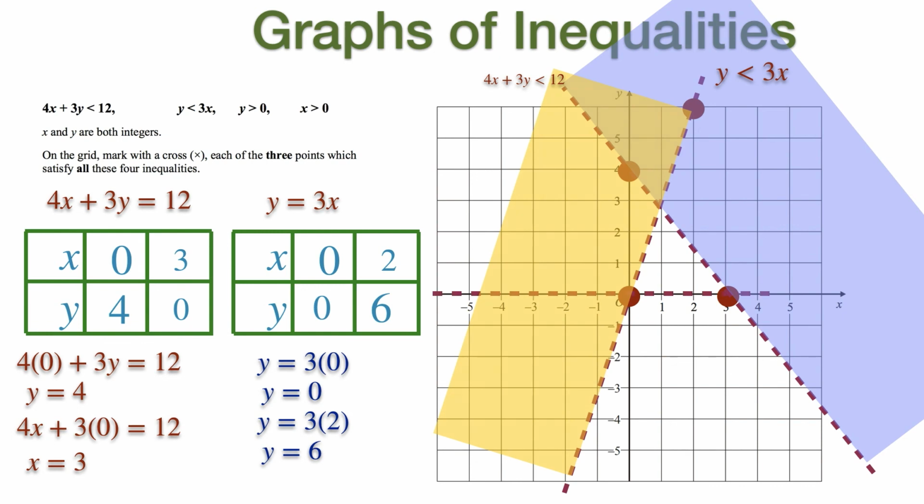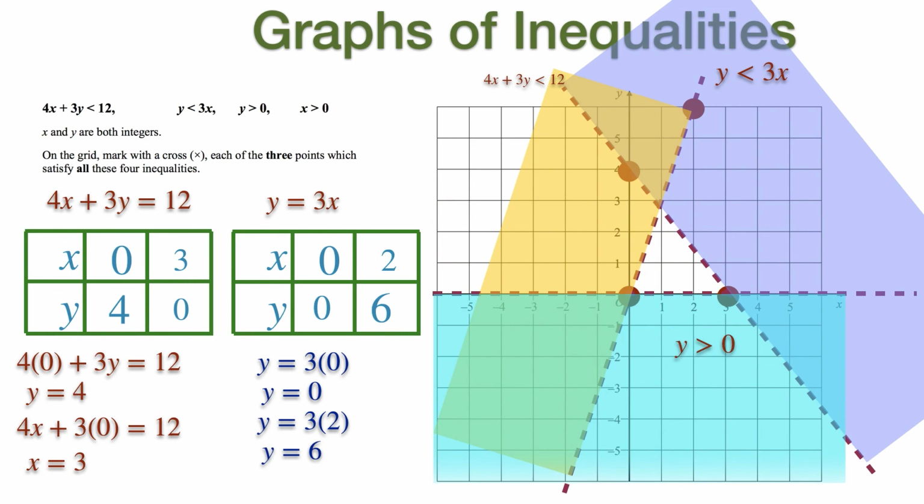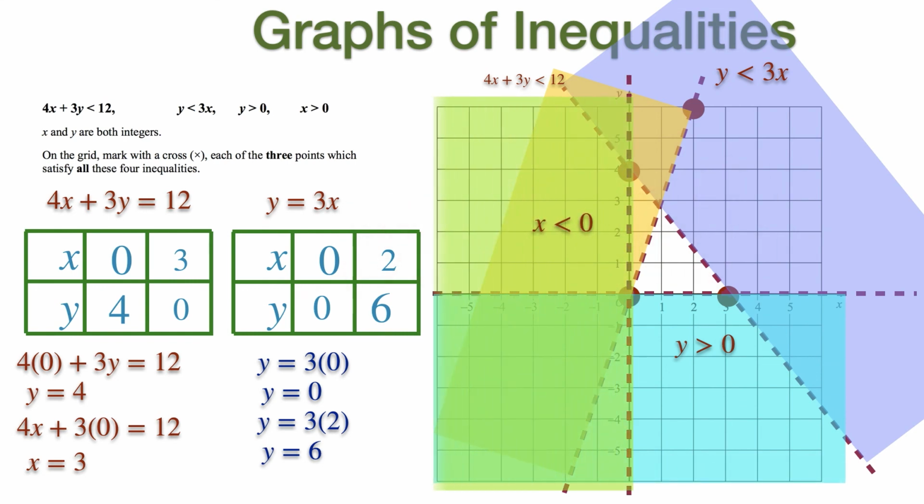We can now draw the y equals 0 line and shade out the area below this line. And finally we can draw the graph of x equals 0 and shade the region to the left of this line. This leaves us with a triangular area where all the inequalities are satisfied. Since we are interested in integer answers, the coordinates are within this triangle. The points on the line itself are excluded.